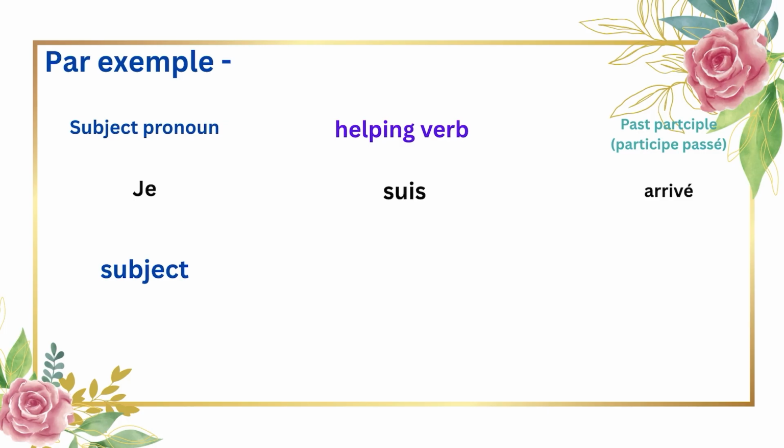Moving on to the next example, elle est partie. Over here, we see that the past participle parti has an extra e. This is because when we use être as the helping verb, the past participle agrees with the subject or the subject pronoun. Seeing that elle, the subject, is feminine, therefore we add an extra e to the past participle.